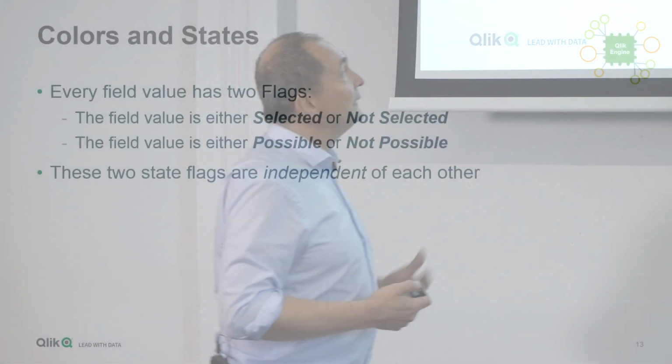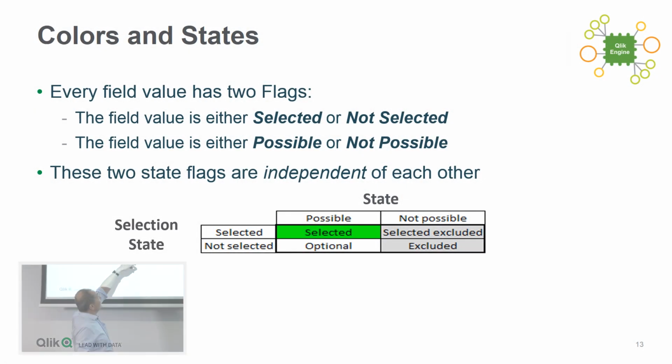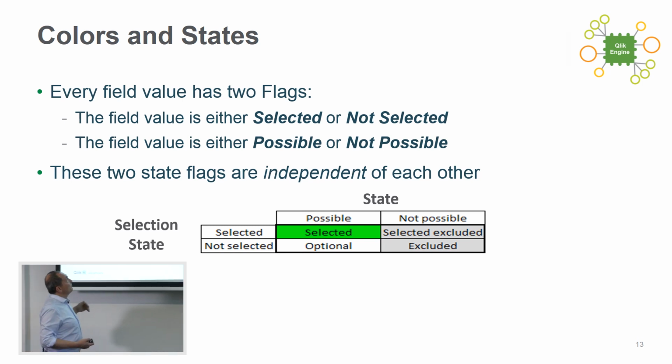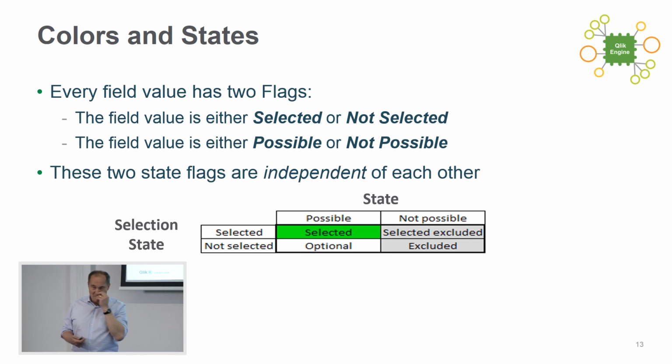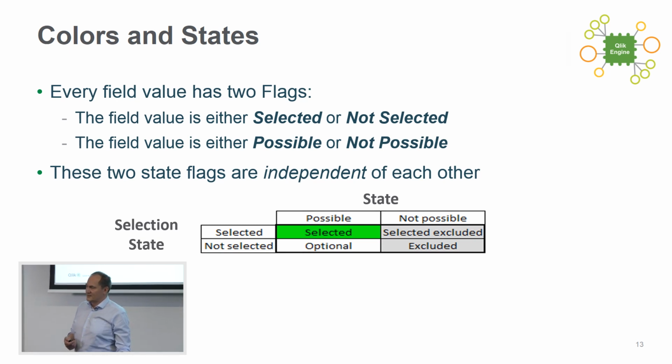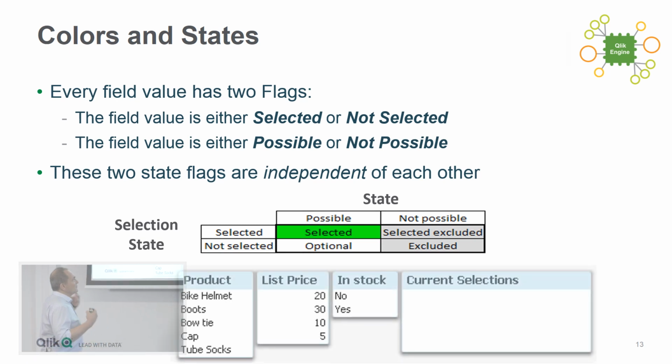It is like this. The selected or not selected, that's the two rows, and whether it's possible or not possible, that's the 2 columns. And then you can see that there are 4 possible combinations. There is one combination here that looks strange, and that is the selected excluded. Does that really exist? Oh yes, it does. Think of it this way.